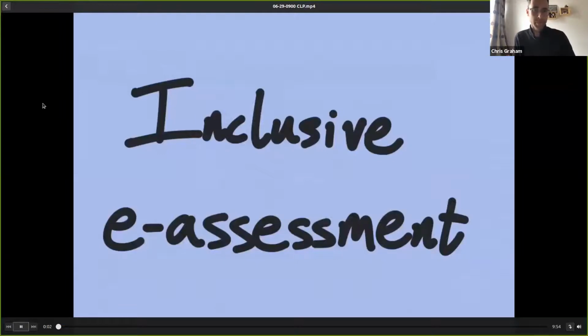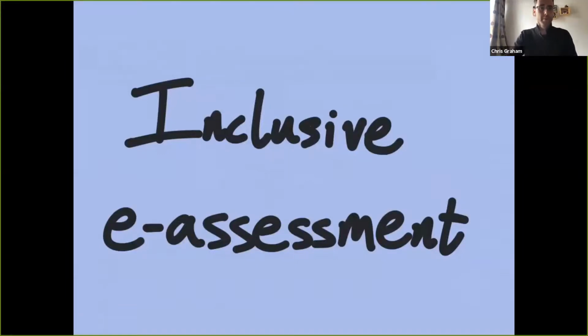This talk's about inclusive e-assessment. It's not something I'm an expert in, but it's something I care about. I'm going to draw from my own reading on the subject and my experiences designing e-assessment to give you some ideas for ways you can improve your assessments.